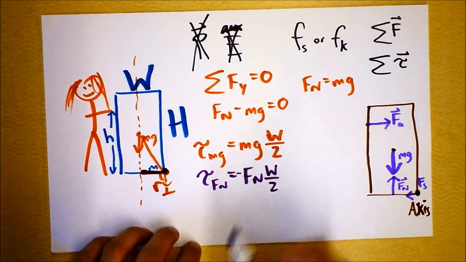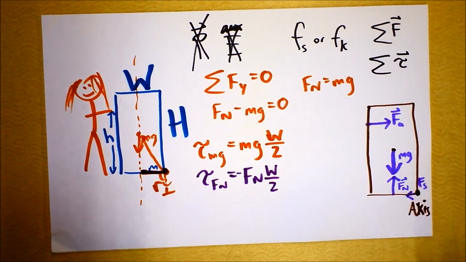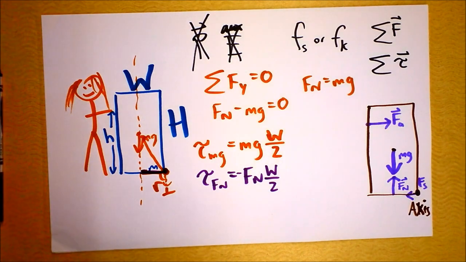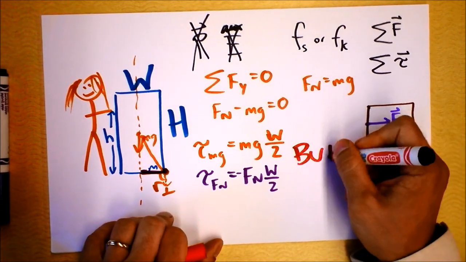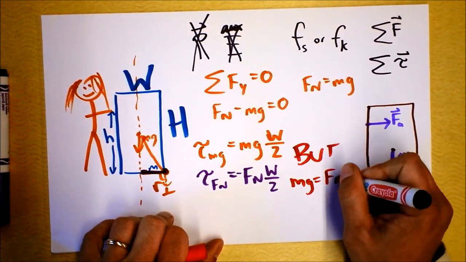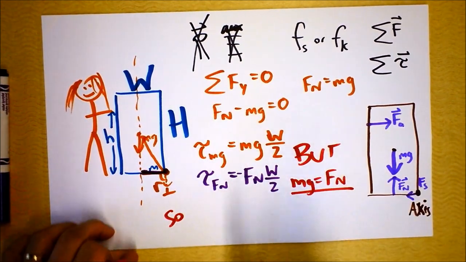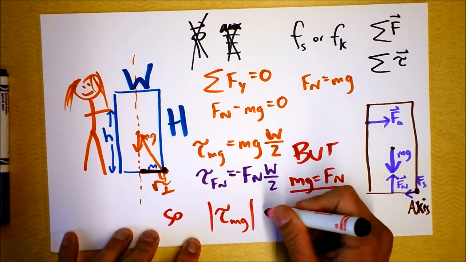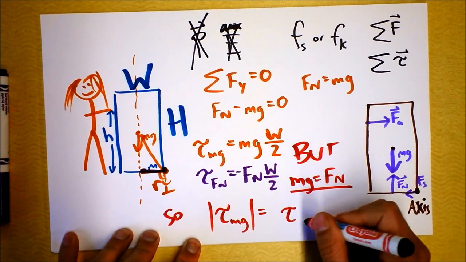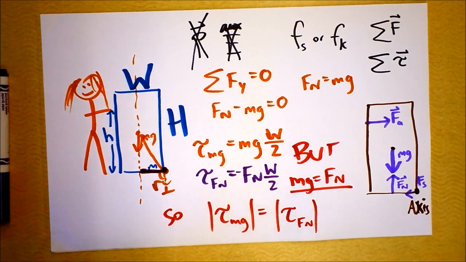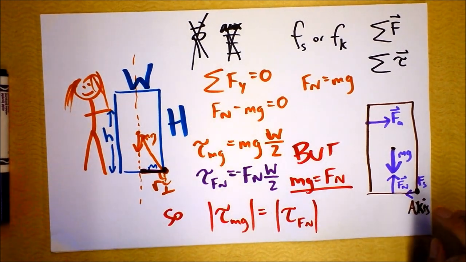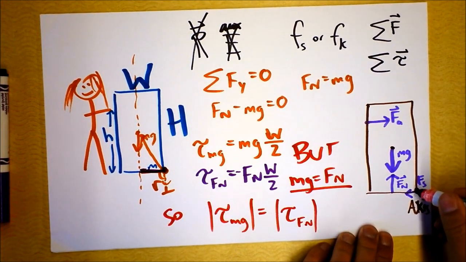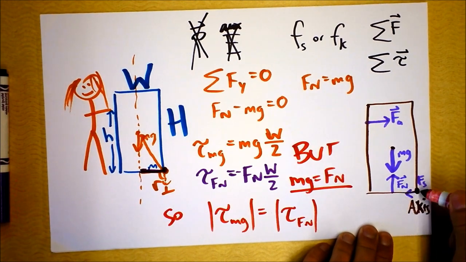But it's a negative torque because it would tend to rotate the system clockwise about the axis that we've defined. However, you have mg equals the normal force. So you're going to argue to me, this is really frightening. The torque from mg is the same value as the torque from the normal force. That's weird, right? Because it makes it seem as if these two torques cancel out, and the force of static friction, that has no torque at all because it's acting at the axis.